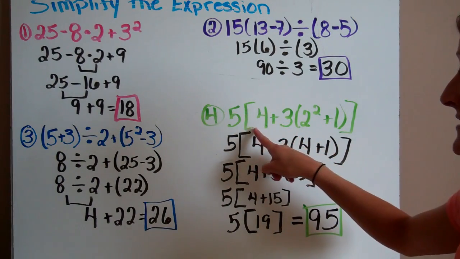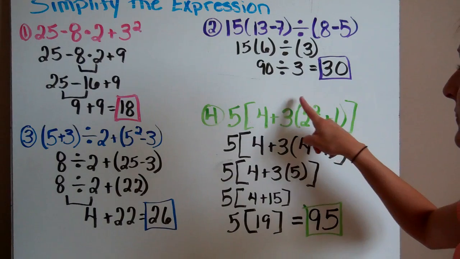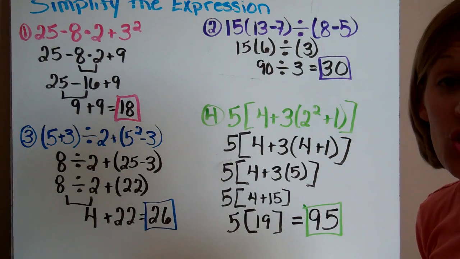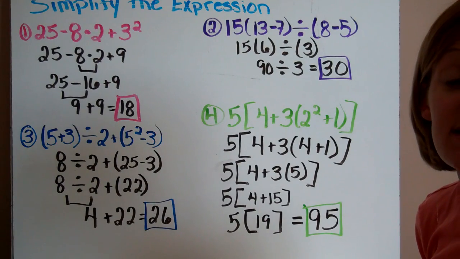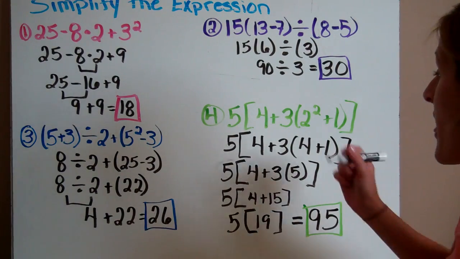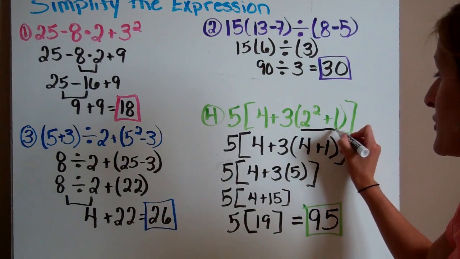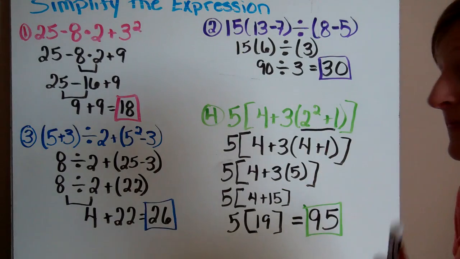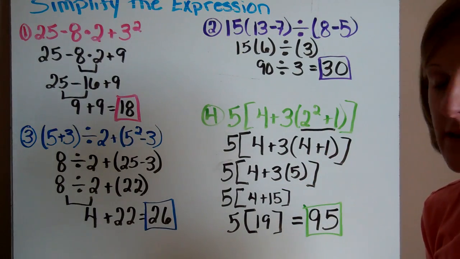It has the brackets, what we call here, and the parentheses right here. Now, what we need to do first is our grouping symbols. And I said we need to do the innermost grouping symbol first. And that's going to be right here, the 2 squared plus 1. We need to simplify that parentheses before we can work outside of it.